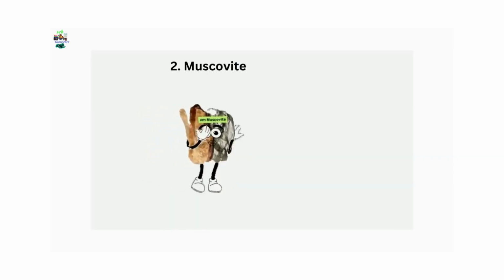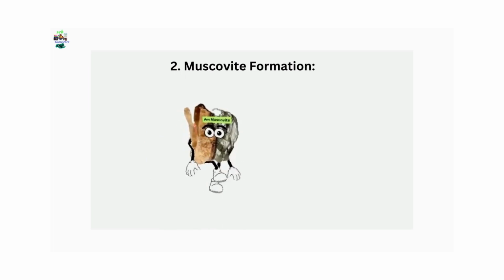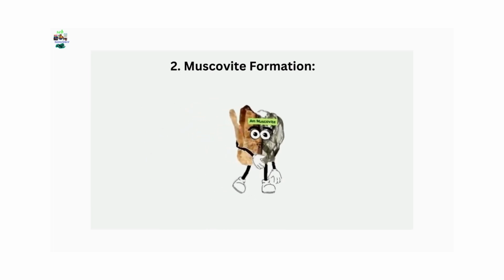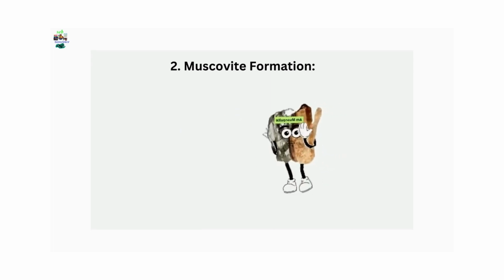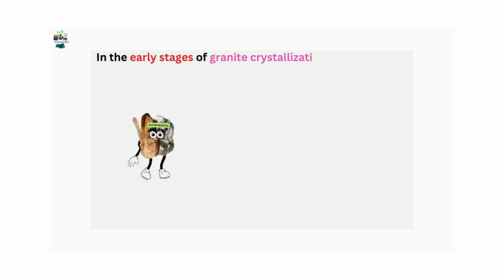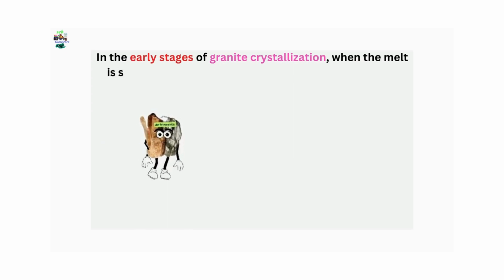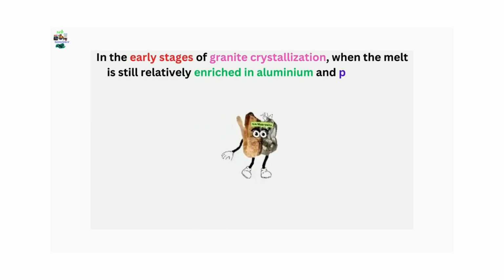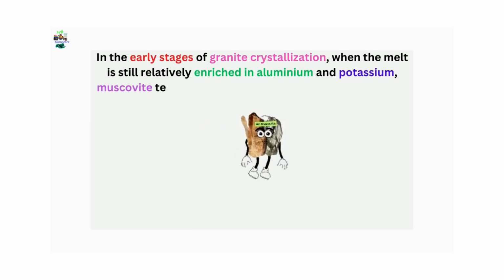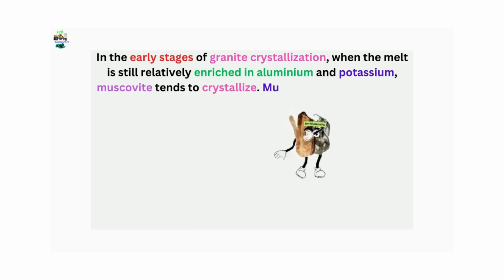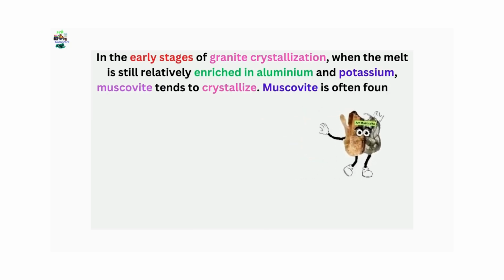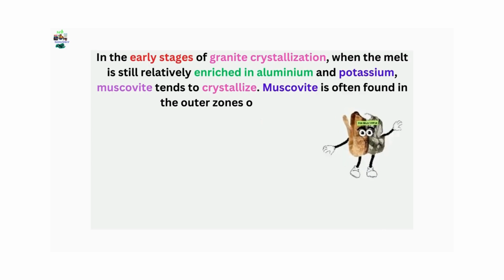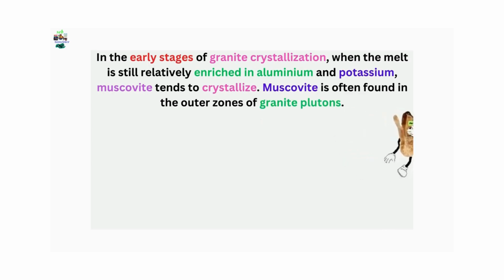The second paragenesis is muscovite formation. In the early stage of granite crystallization, or crystallization of magma, when the melt is still relatively enriched in aluminum and potassium, muscovite tends to what? Crystallize. Muscovite is often found in the outer zones of the granite.